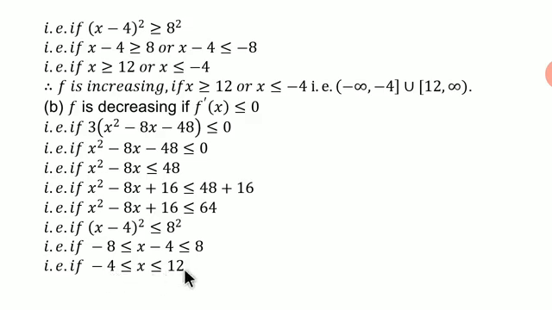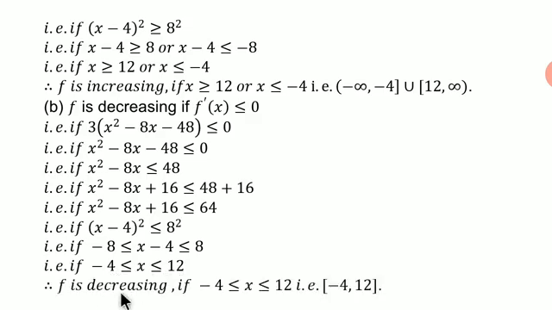Which is the closed interval minus 4 to 12, and hence f is decreasing if minus 4 is less than or equal to x less than or equal to 12, that is, the closed interval minus 4 to 12. And hence for x belonging to the closed interval minus 4 to 12, the function f is decreasing. So these are some examples from increasing and decreasing functions.